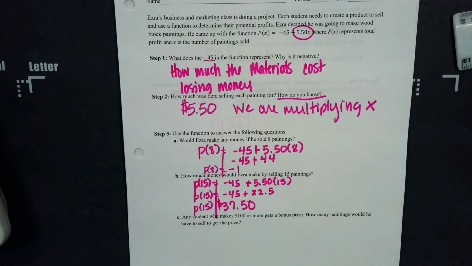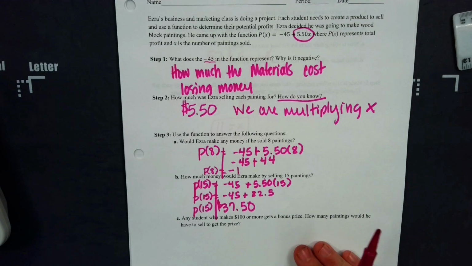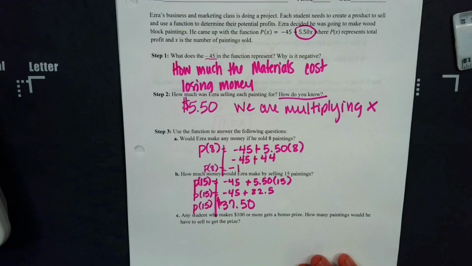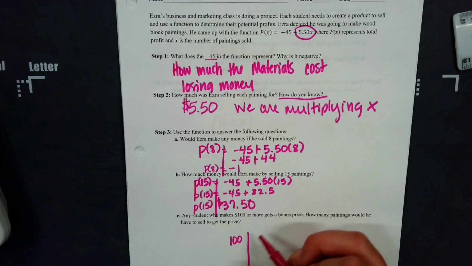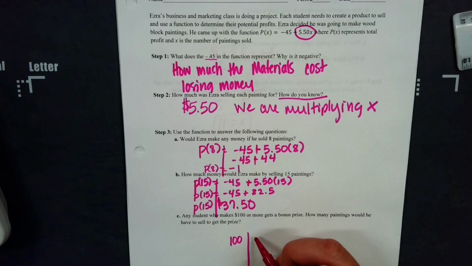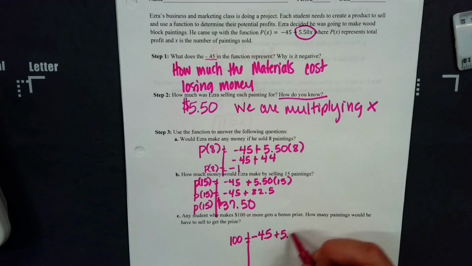But any student who makes $100 or more gets a bonus prize. So you tell me, how many would Ezra have to sell in order to get the bonus prize? Figure it out right now. Angel, can you put your notebook down and work, please? Thank you.